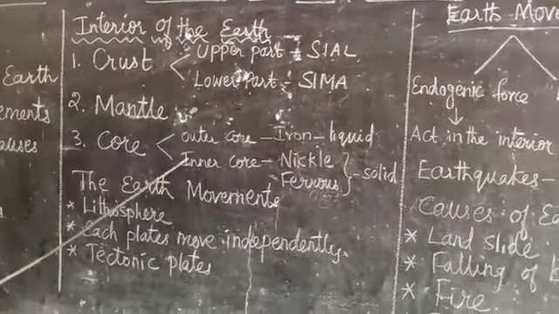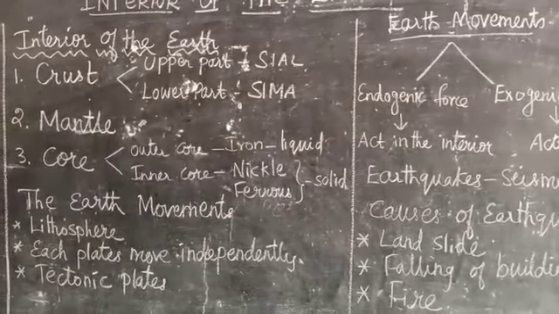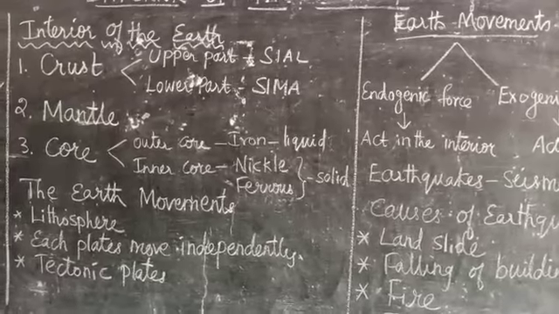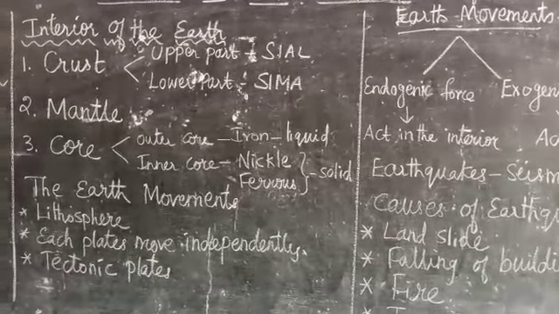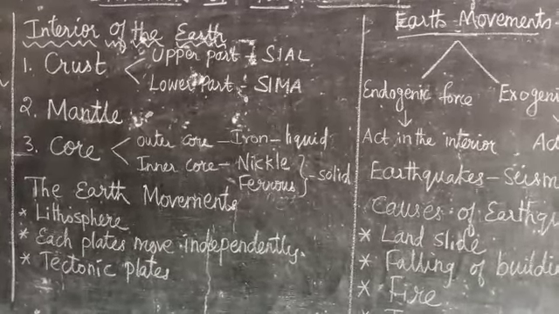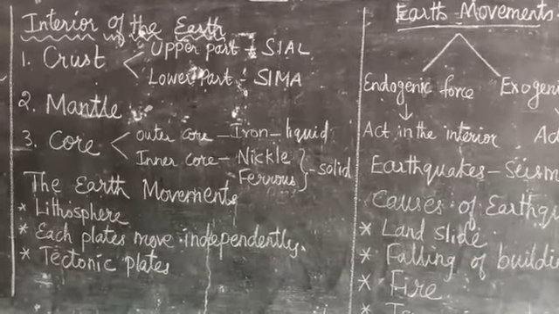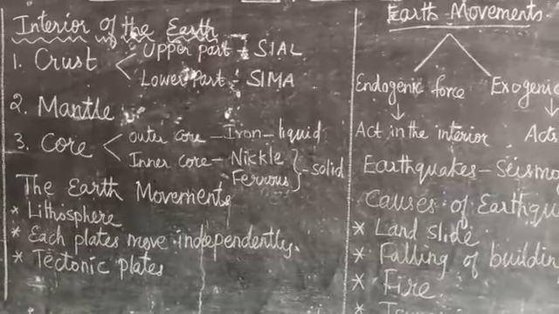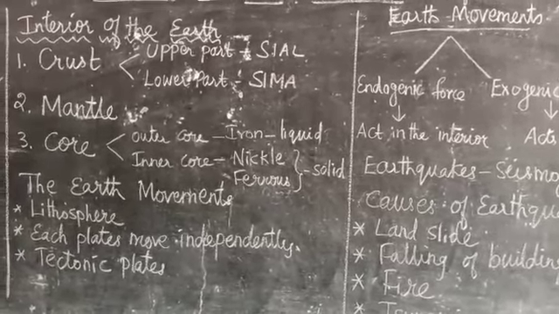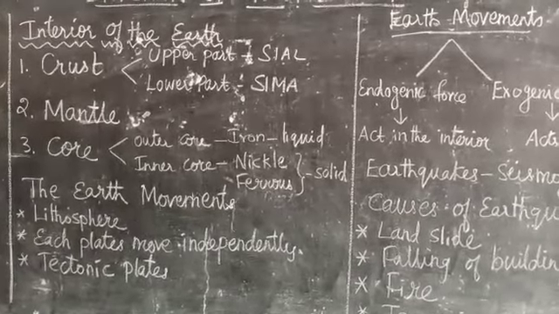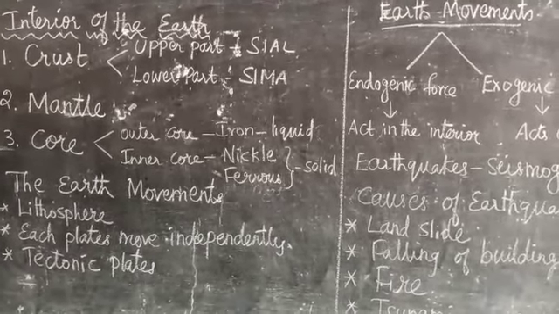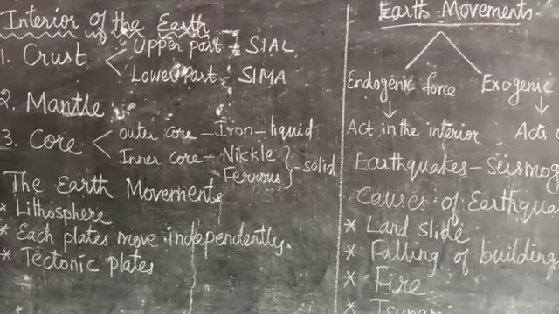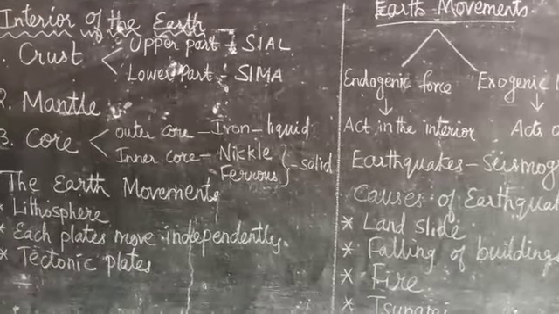Next is the earth movements. The lithosphere is broken into a number of plates called lithospheric plates. These plates move independently. The movement of these plates is called plate tectonics. When oceanic plates collide with continental plates, it results in the formation of volcanic mountains. And when two continental plates collide, it results in the formation of a trench, that is a deep depression.